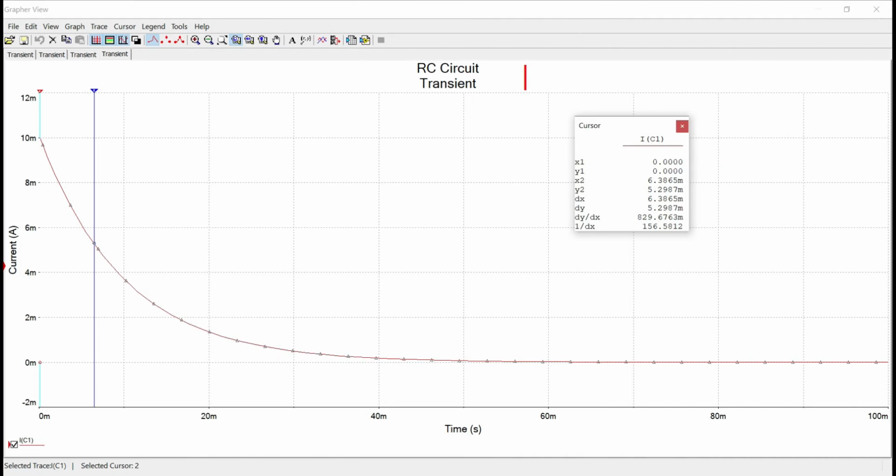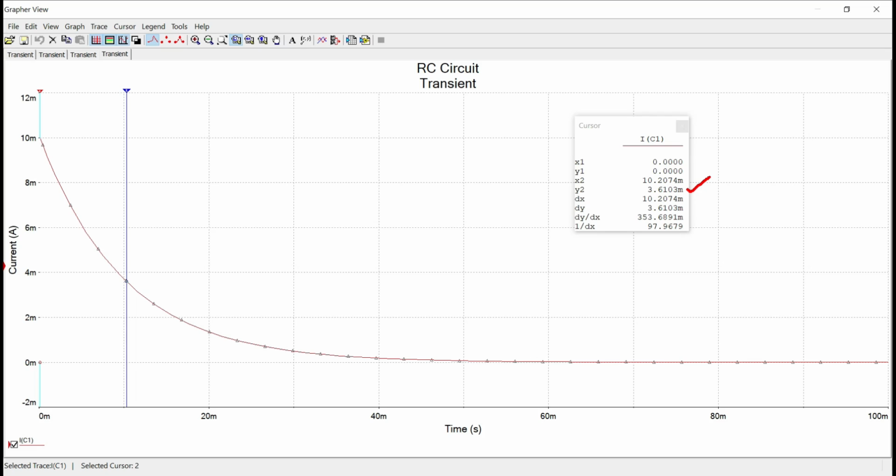Similarly, if I define the time constant for a standard discharging case, it is the time required for the response to decay to a factor of 36.8% of its initial value. So if I set the cursor to 10 milliseconds, which is equal to the time constant for our case, then the corresponding value of the current should be equal to 3.6 milliampere. Thus, we have verified the simulation results with the values obtained by theoretical calculations.